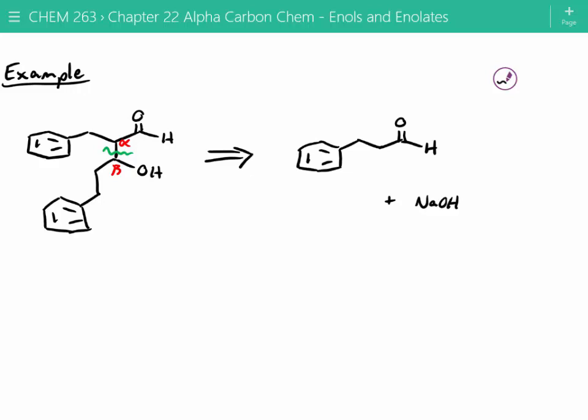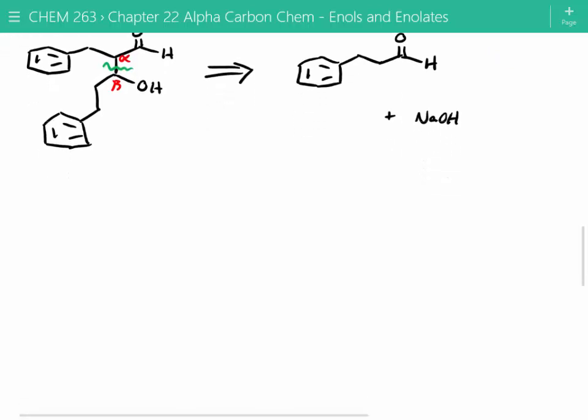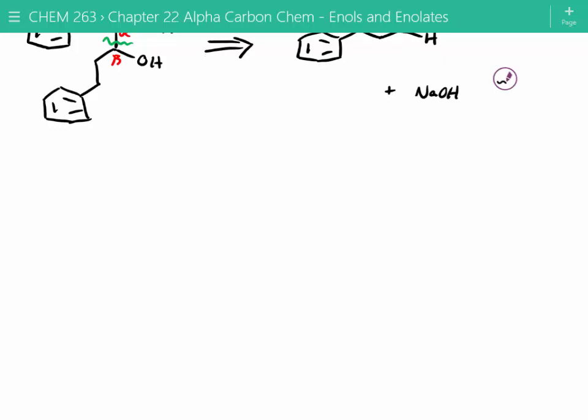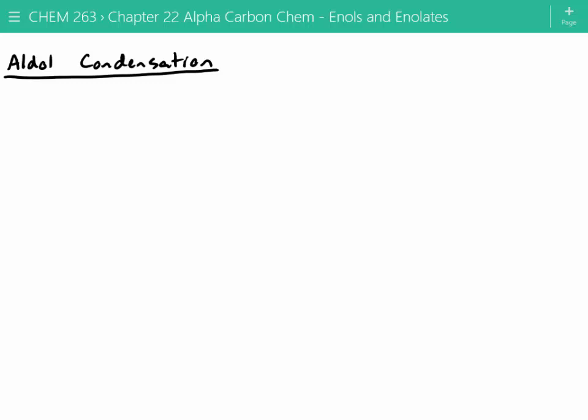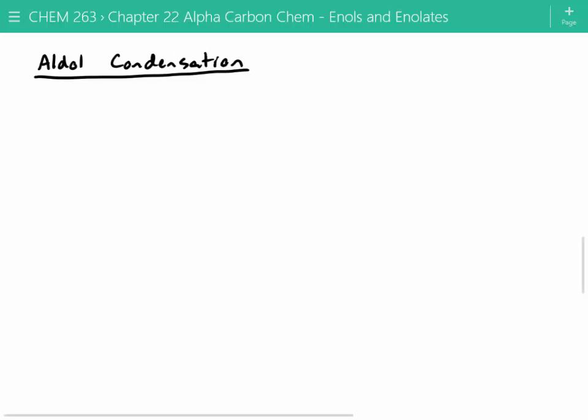All right, let's look at another one. But this is a slightly different reaction. This is called the Aldol Condensation. When you think of condensation, what do you think of? Water, right? So with an aldol condensation reaction, you're creating water in this reaction. So let's take an example here, and let's go through the aldol addition all the way through the condensation.